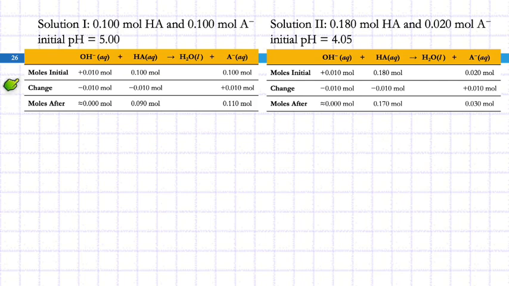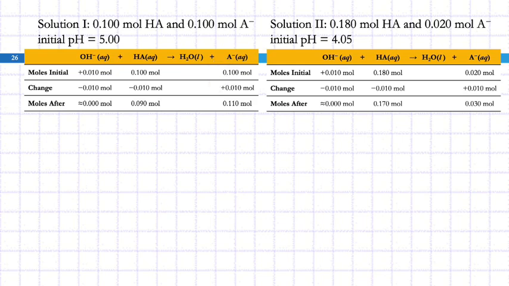So we need a MICMA table, moles initial, change, moles after. We're adding hydroxide, and we know that that is going to react with the acid in the buffer. So that's why those are the reactants here on our table. We're adding 0.01 moles of hydroxide because that's what it told us in the previous screen. We are starting out with 0.1 moles of HA, our weak acid, because we have 1 liter of 0.1 molar, so we have 0.1 moles. We also have 0.1 moles of the conjugate base.